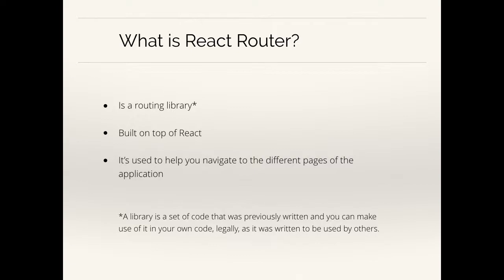And the third bullet point is kind of self-explanatory. It is used to help you navigate to the different pages of the application. So this will help you navigate through your internal links. It has nothing to do with the external links. So if you are on the home page, you can go to your About page or your Contact page, and so on.